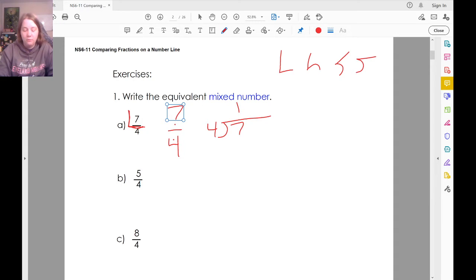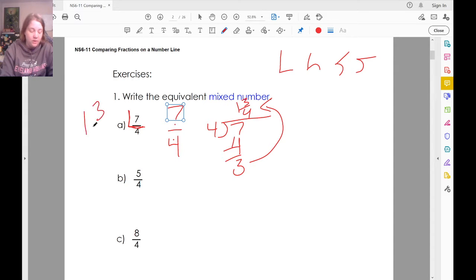4 goes into 7 one whole time. 1 times 4 is 4. And then we have 3 left over, which means our answer is going to be 1 and 3 fourths, that we're just going to put there because this is going to get all cluttered really fast.